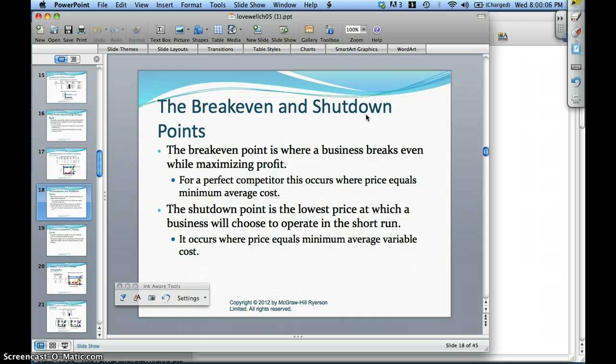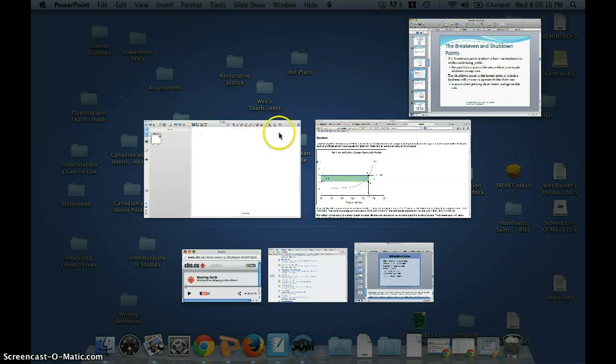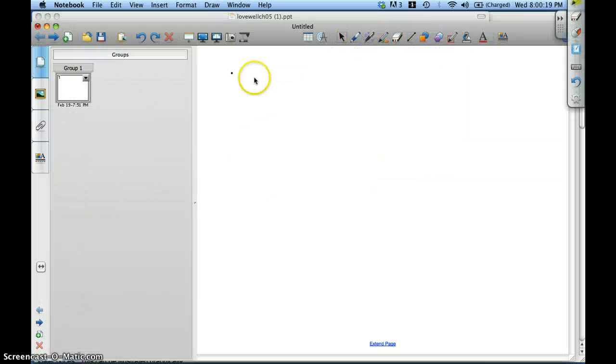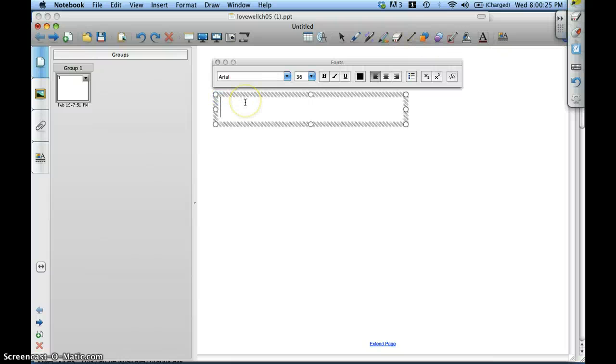So recall that the total revenue for a business is found by multiplying price times quantity of output. So TR equals price times quantity. Maybe we'll just put that up here for you. So total revenue, TR, equals price times quantity.